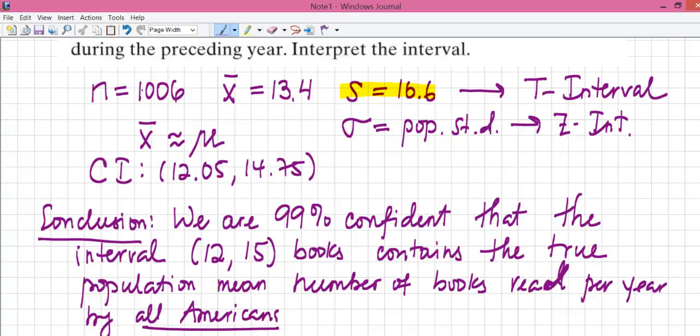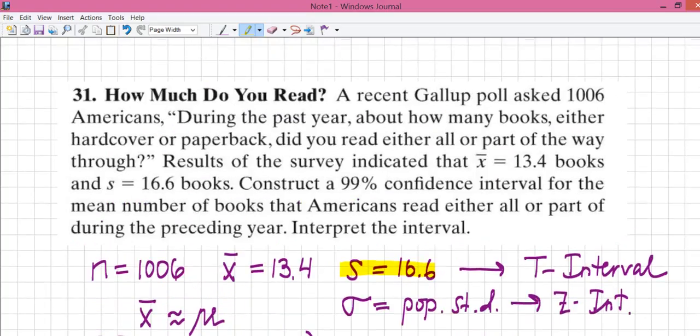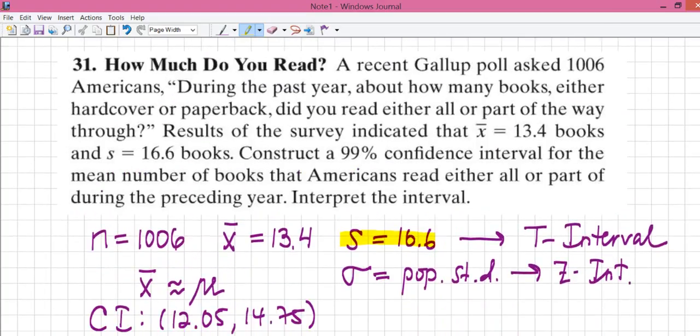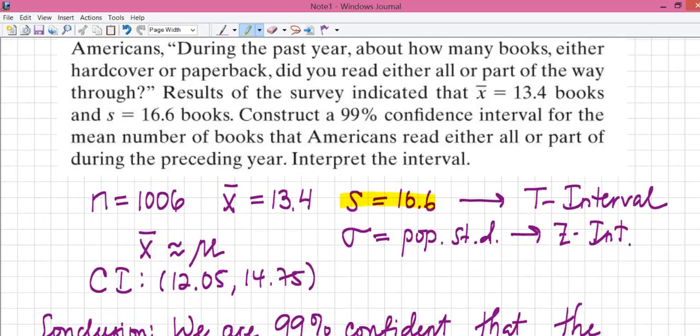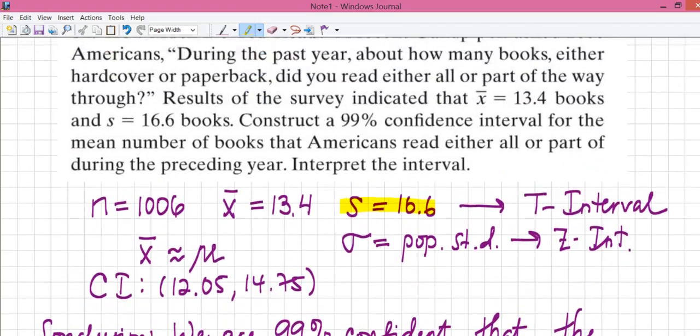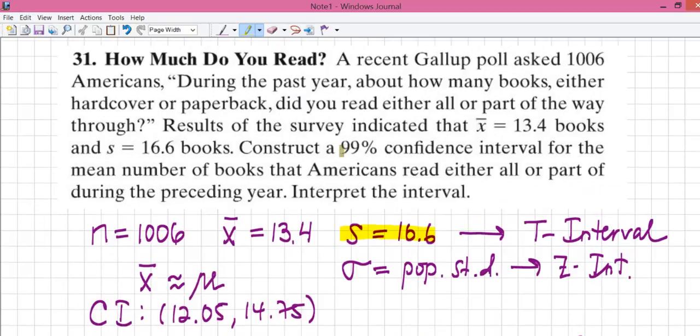We know what their average is. Their average is 13.4. But this statement right here tells you that the true mean number of books read by all Americans is contained in this interval right here. And we're 99% confident that that's true. All right? So for confidence interval, what's the big idea here? The big idea is to come up with this range of values that cover the true population mean or population proportion with a certain level of confidence, right? So in this case, it's 99% confidence level.